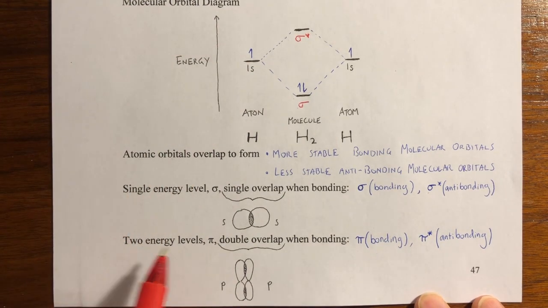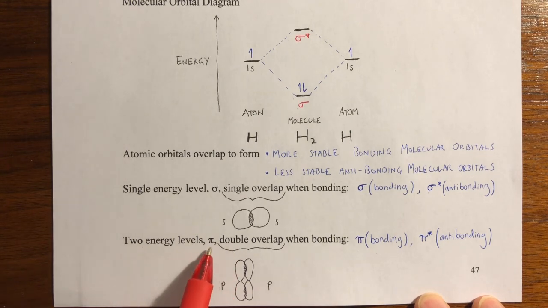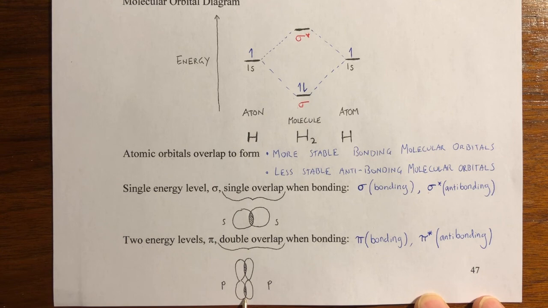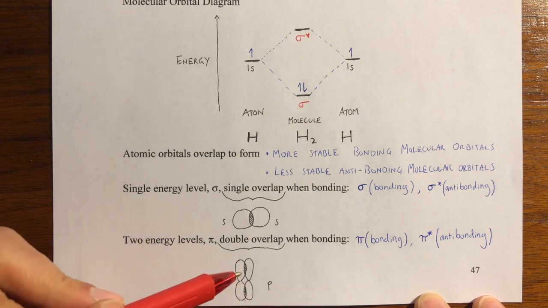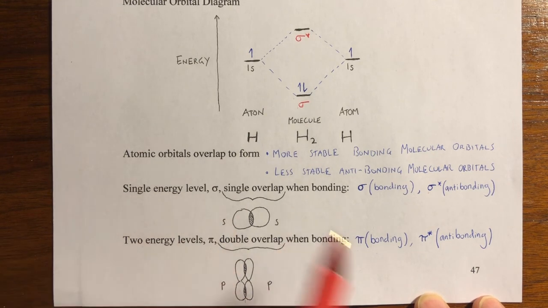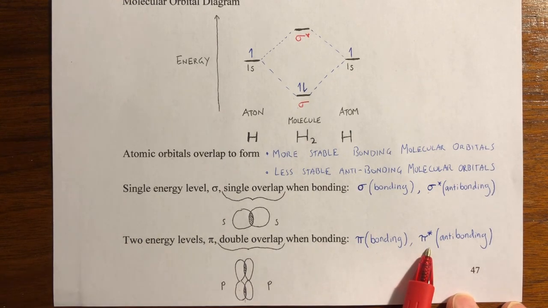When we have 2 energy levels for a double overlap, we would call that a pi bond. So that would look like something where if you have p orbitals that are aligned with one another and have 2 sites of overlap, that would create a pi bond. And also at a higher energy level, a pi star antibonding.